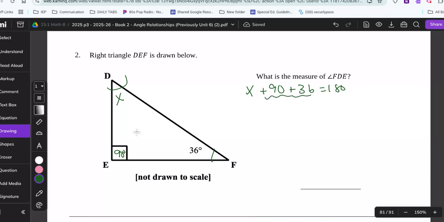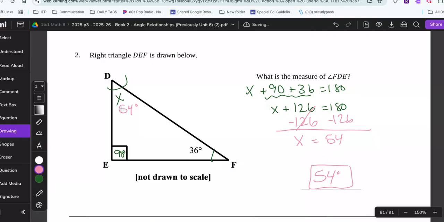From here, I can go ahead and combine 90 plus 36. When I combine 90 plus 36, I get 126. So X plus 126 equals 180. I've got a beautiful one-step equation here. I'm going to subtract 126. And I get X equals 54. Now again, when I put it in here, because it's the whole degree, I'm going to make sure I put 54 degrees. To do a nice check, I would plug in 54 plus 90 plus 36. I should get that 180.